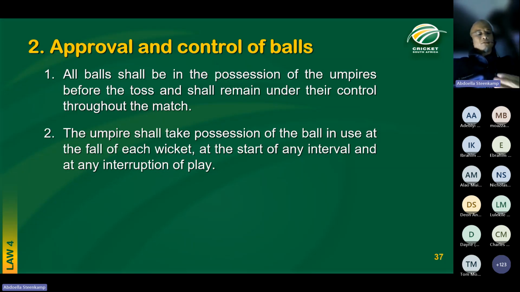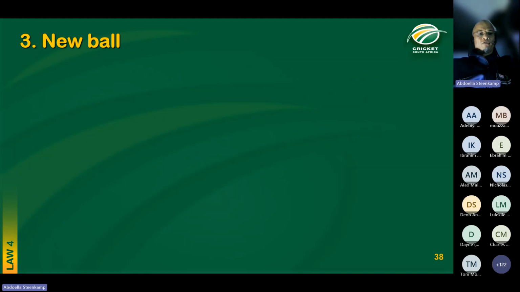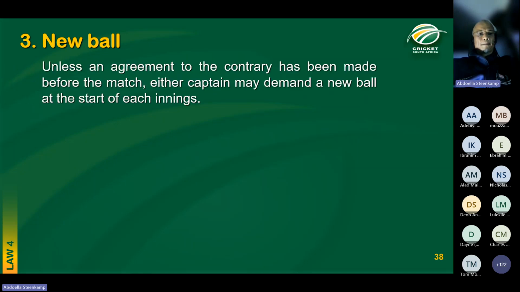At the start of any interval, whether it's lunch or tea, you also ask the fielding side to give you the ball. The umpires will keep that ball throughout the duration of the lunch interval. After lunch, when play starts, the umpires will hand the ball back to the fielding side. And if there's any interruption, umpires also take possession of the ball.